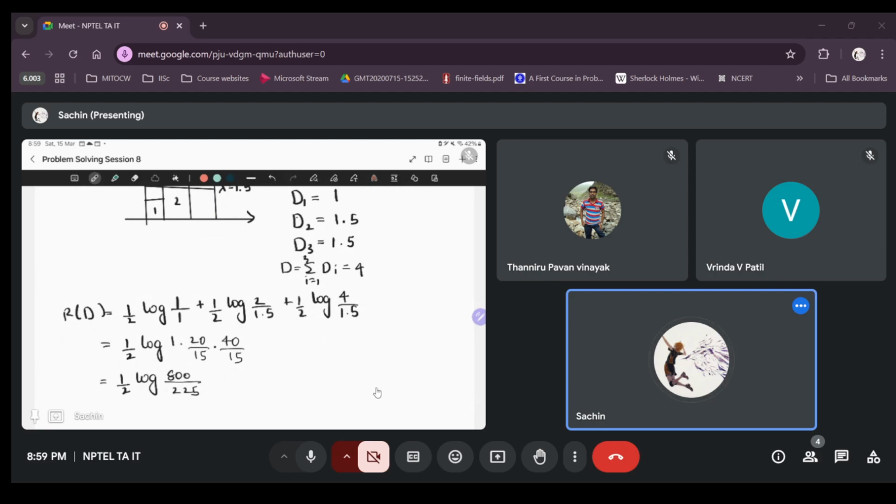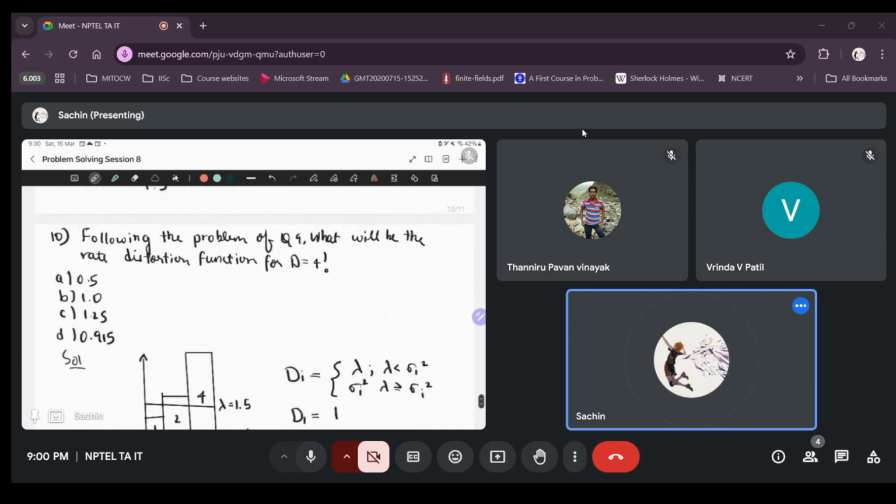and log of that is 1.83. So half of that is 0.915, which is option B. All right, that's it for today's problem solving session.